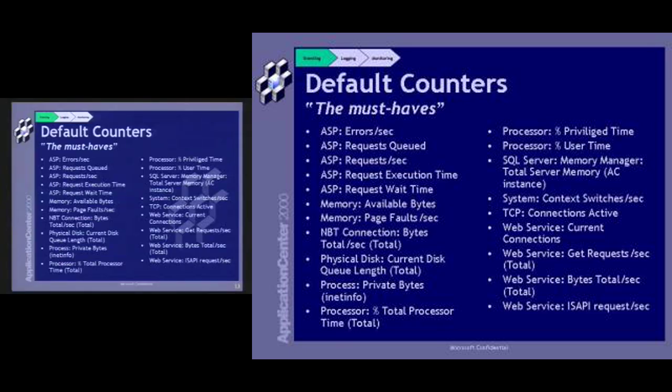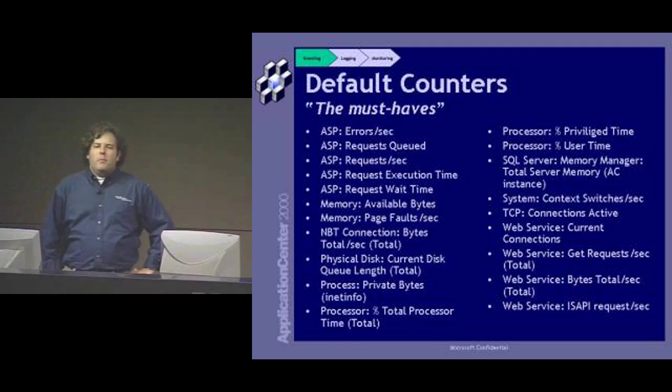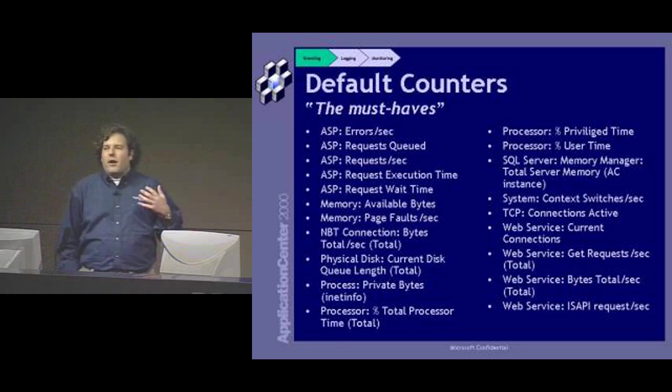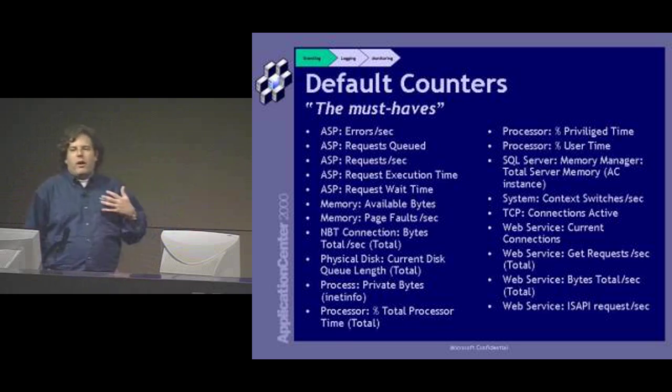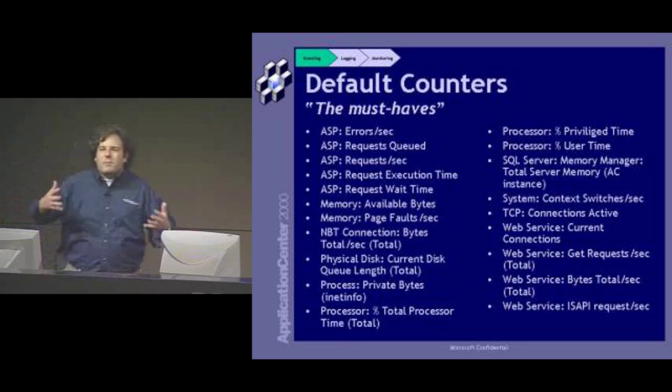This is the list of the default counters that we're currently working with now. This is not necessarily what will ship in the beta, but what we're thinking about. This list came from talking to various product groups at Microsoft, consultants, customers, and asking, what counters do you watch? What do you think are the most important performance counters to monitor to find out if something's going wrong on your server?